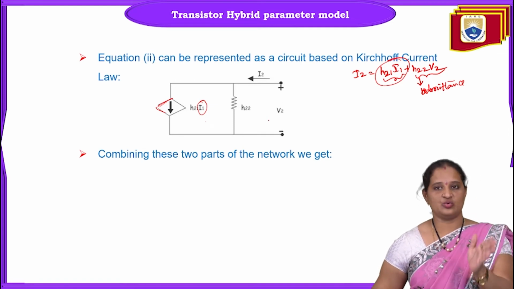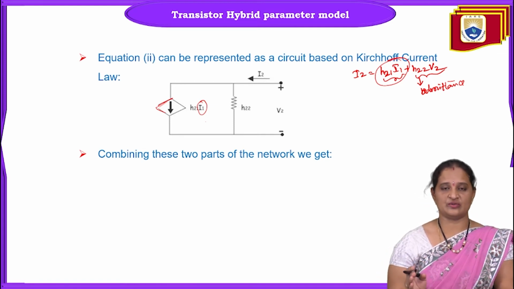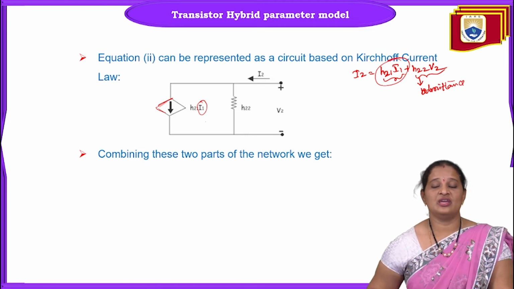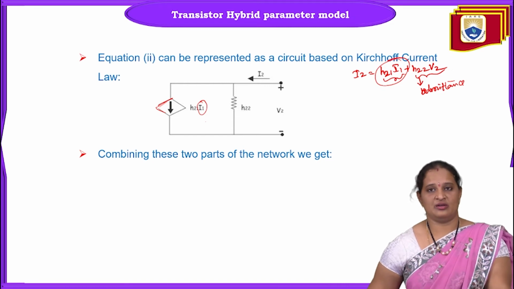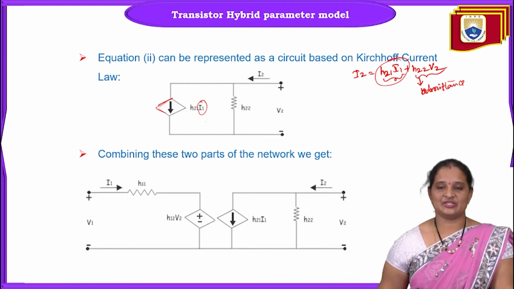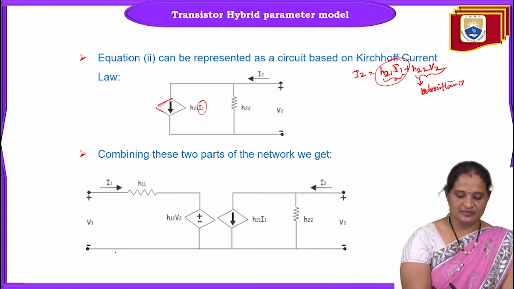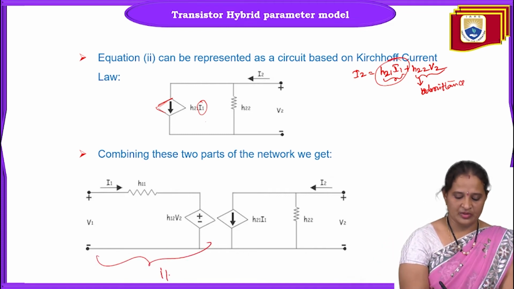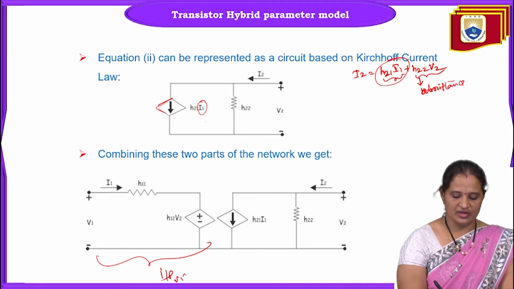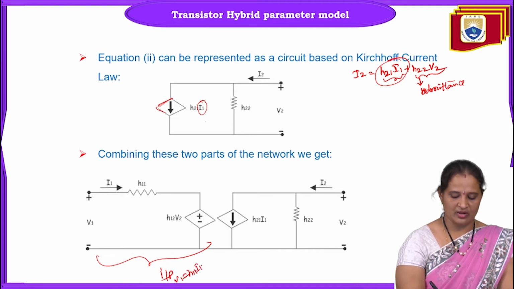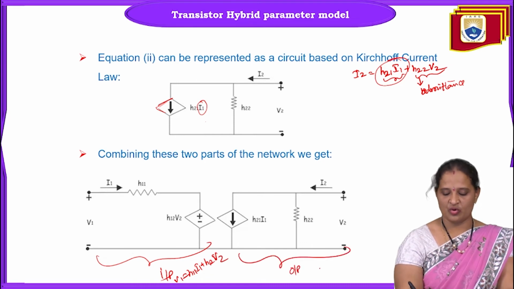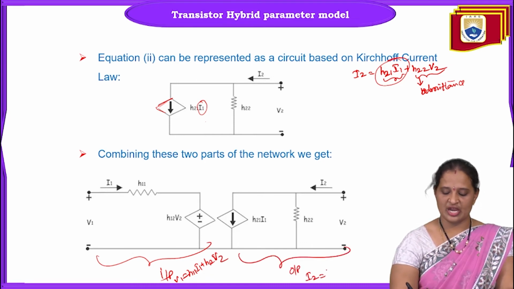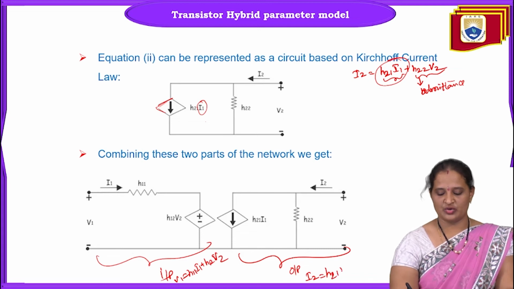Now, combining these two equations, that means the two equivalent circuits of these two equations, we get the H parameter equivalent circuit of the two-port network. So this is the H parameter equivalent circuit. This represents our input port, which is represented by V1 equals H11 into I1 plus H12 into V2. And this is our output port, which is represented by the equation I2 equals H21 into I1 plus H22 into V2.